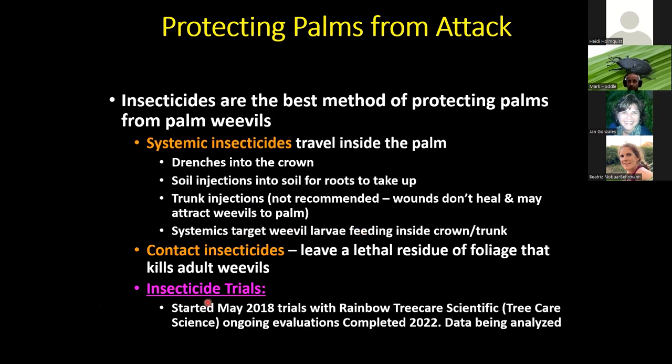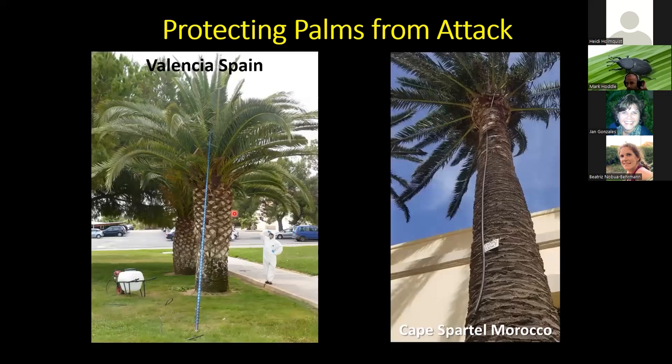And as I mentioned, we've wrapped up some insecticide trials. We've just started analyzing those data, and some of that work is being published now. But basically the take-home message is systemic insecticides are probably your best options. They're all neonicotinoids, and those have their own sets of problems, as you're probably familiar with. Now, I've spent some time in Spain and Morocco looking at this problem, and those guys have come up with some rather ingenious ways to deliver insecticides into the crowns.